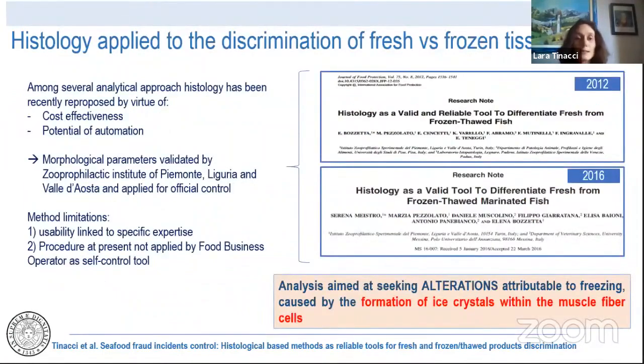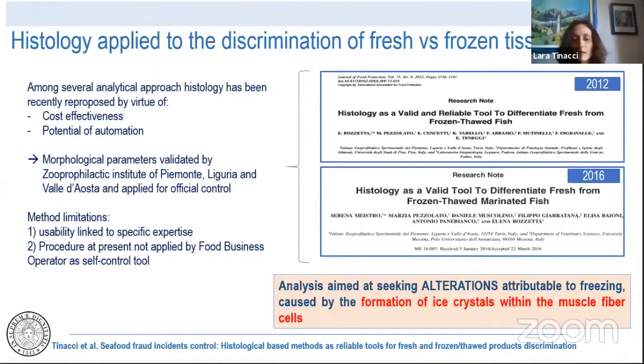Speaking of that, among several approaches, histology has recently been reproposed by virtue of its cost effectiveness and the potential automation of the technique. Several official laboratories in Italy are now applying it as a tool for official control in this kind of substitution. The main method limitations are represented by the usability of the method, which is still linked to the specific expertise of the laboratories, and the fact that the procedure at present is not applied by food business operators as a self-control tool.